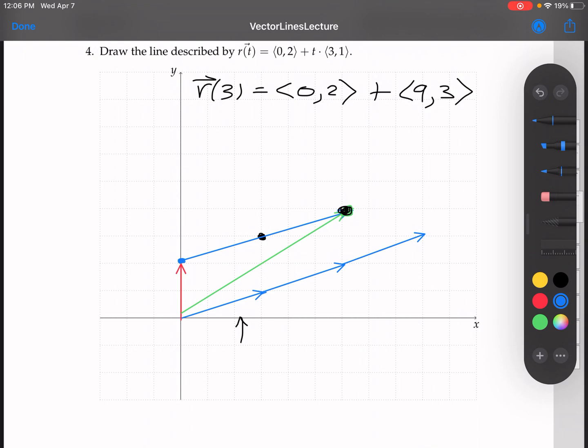And now we're just shifting this 3 times the vector 3, 1, where its initial point is the terminal point of 0, 2, the position vector. And so then we get out there like that. It points to this point here. And you see that we are, in fact, drawing that line.